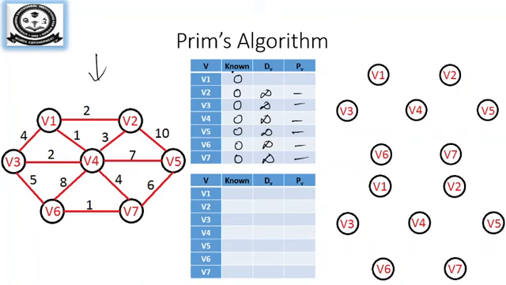So you know what is known. If a vertex is visited, its known value will be 1. If the known value is 0, then the vertex is unvisited. And dv, d is nothing but the distance or weight or the cost of the edge, and p is nothing but the previous vertex from which it has been referenced.